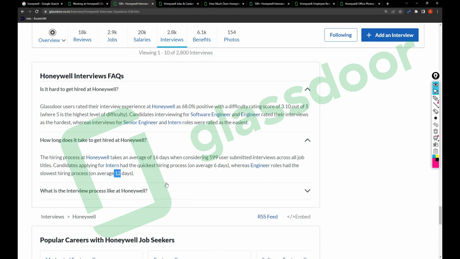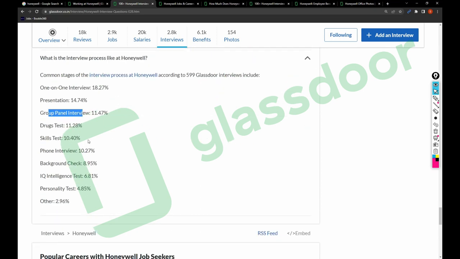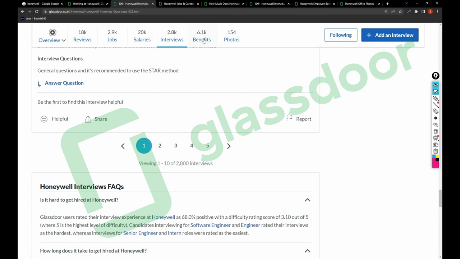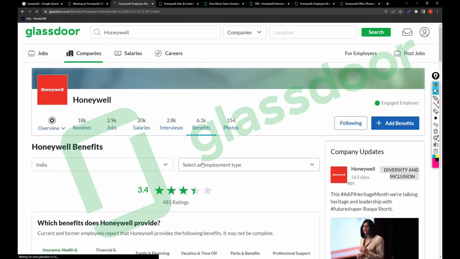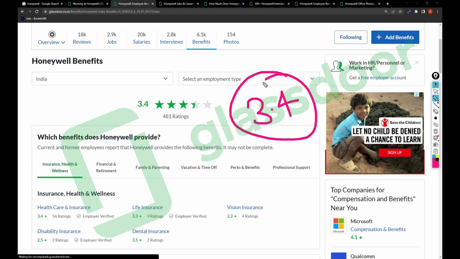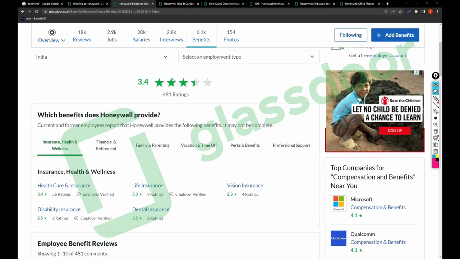for the engineer role. And what is the interview process like at Honeywell? These are some common stages of interview, like one-on-one interview, presentation, and group panel interview, and it is showing some percentages, so it will help you. Keeping that aside, let's talk about the benefits. The benefits rating is 3.4, which means the benefits are good, not better or best, but good as per these ratings, I'm telling you.